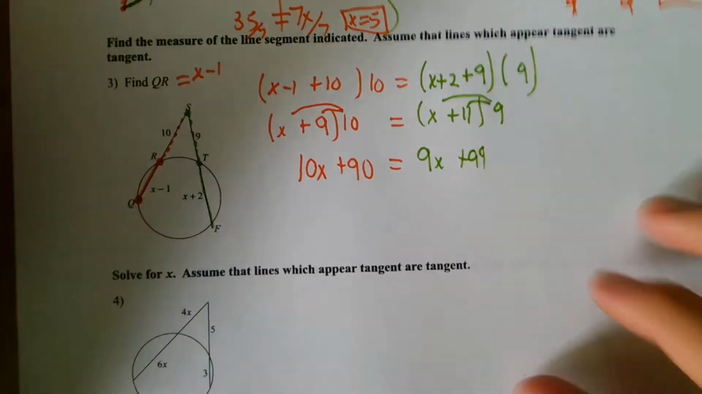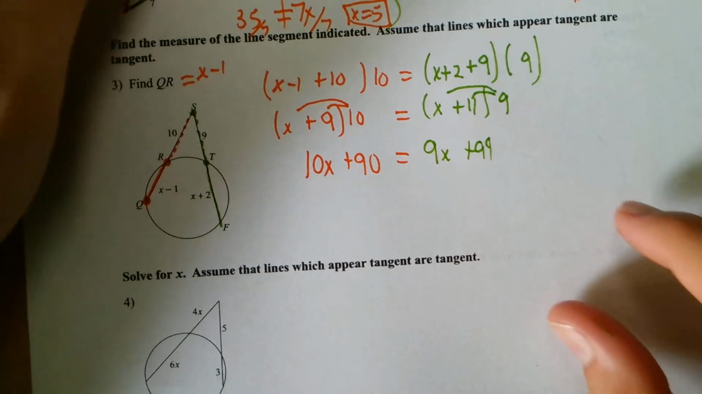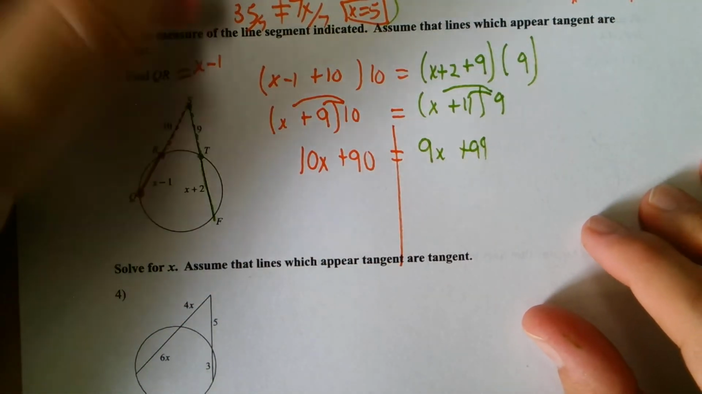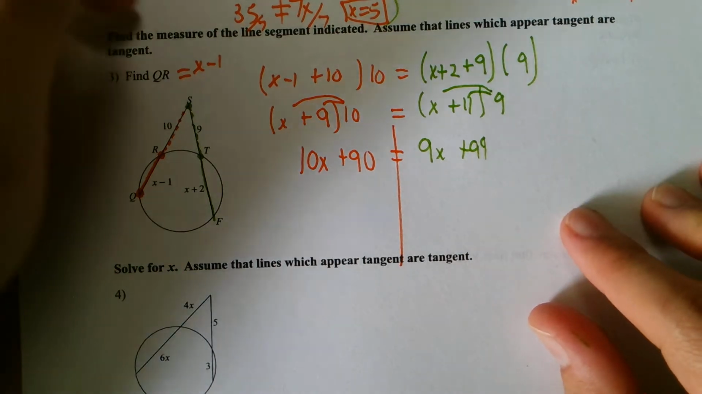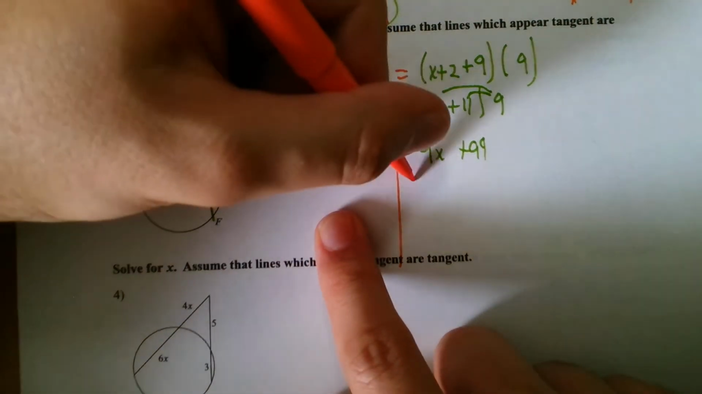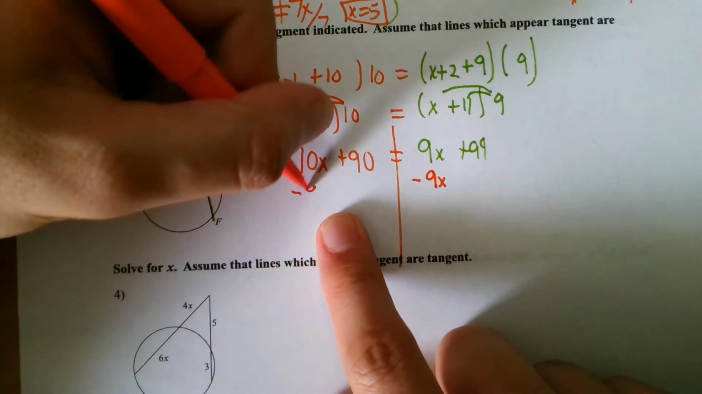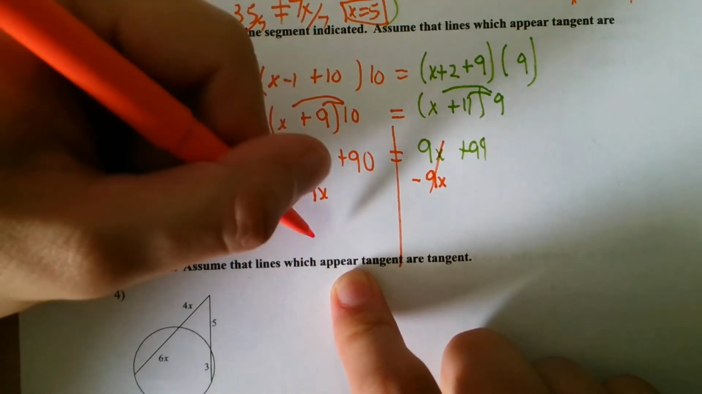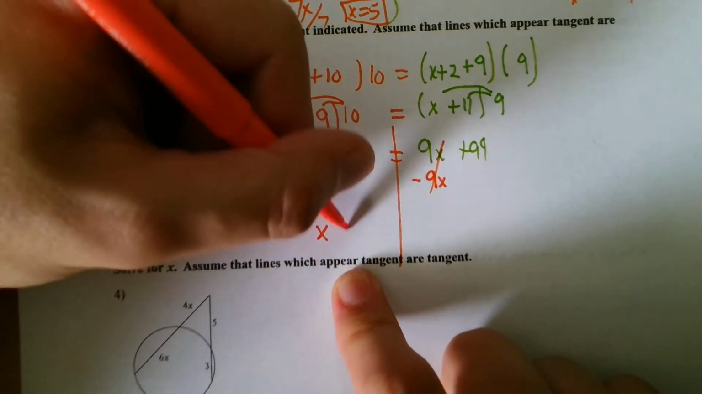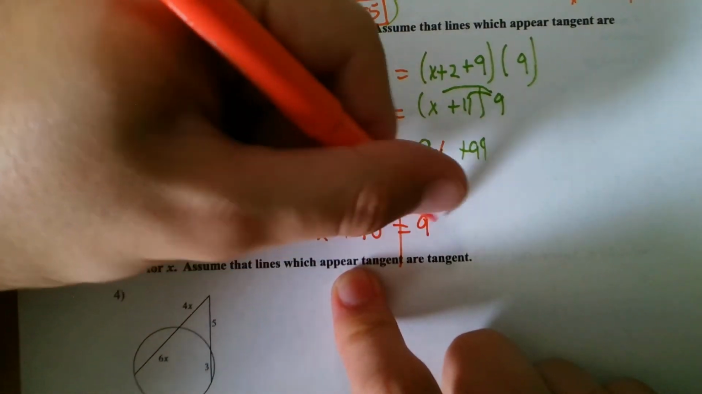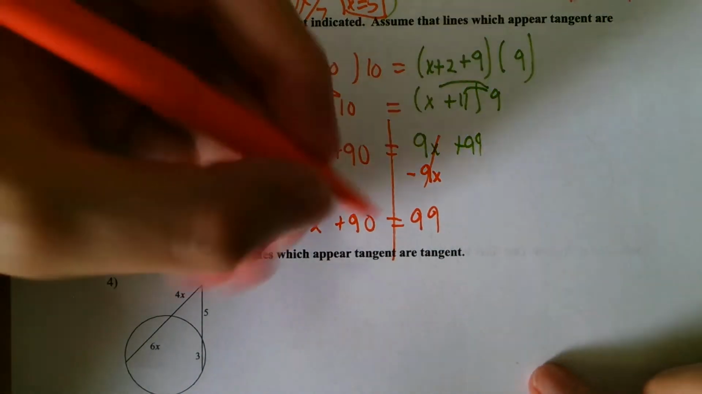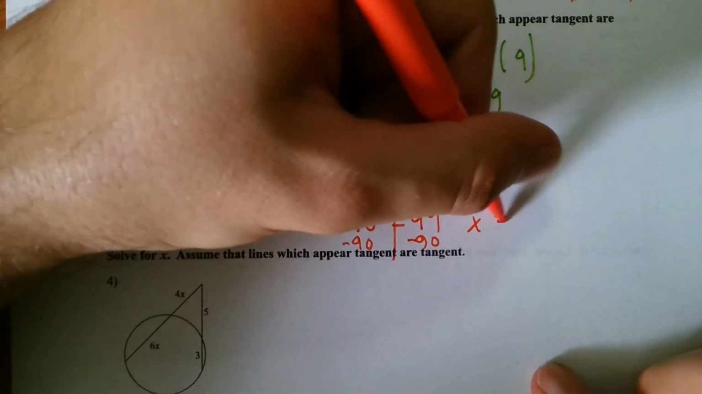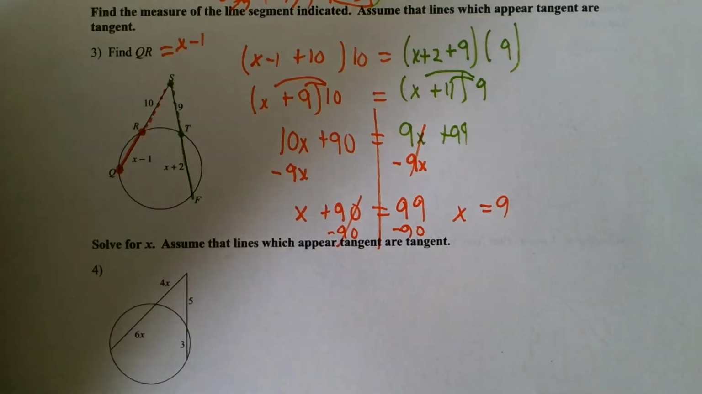Okay, cool. So now I have variables on both sides, but no problem. I can still just draw my line and start solving. I like to have my x's on the left, so I'm going to do this. Minus 9x, that cancels. 10 minus 9 is 1, so I can just write that as x plus 90 equals 99. Take away 90 from both sides, and you get x equals 9.